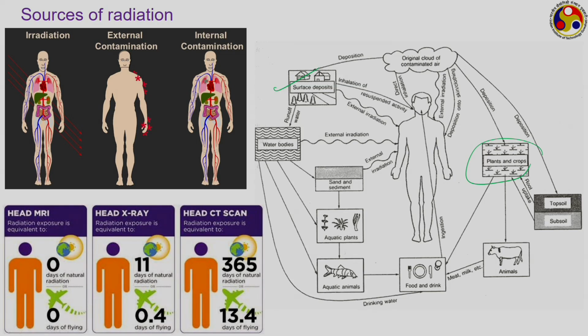Just what I talked about with the medical thing. When you are doing an MRI, there is hardly any radiation exposure. However, if you are doing a simple head X-ray, then it is equivalent to 11 days of natural radiation exposure and 0.4 days of flying. Whereas, when you are having a head CT scan, it is equivalent to 1 full year of natural radiation exposure and more than 13 days of flying. So, that is a large dose of radiation that we are talking about.